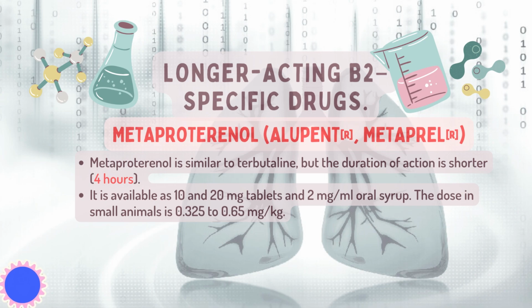Metaproterenol is similar to terbutaline, but the duration of action is shorter, at least 4 hours. It is available as 10 and 20 milligram tablets and 2 milligram per ml oral syrup. The dose in small animals is 0.325 to 0.65 milligram per kilogram.